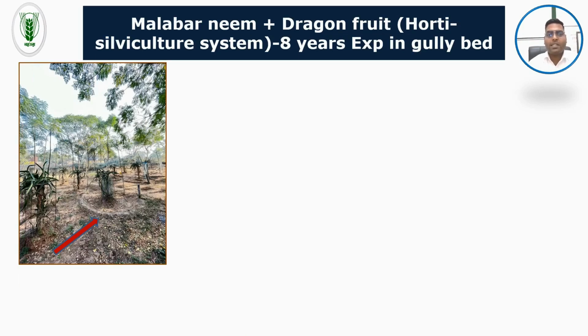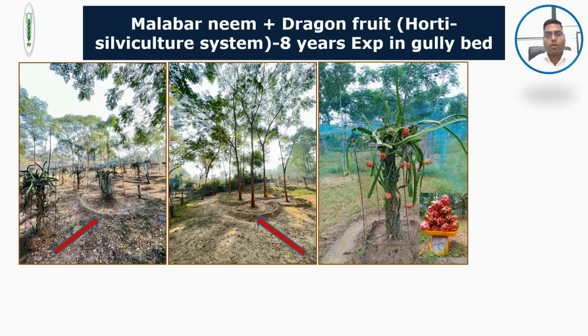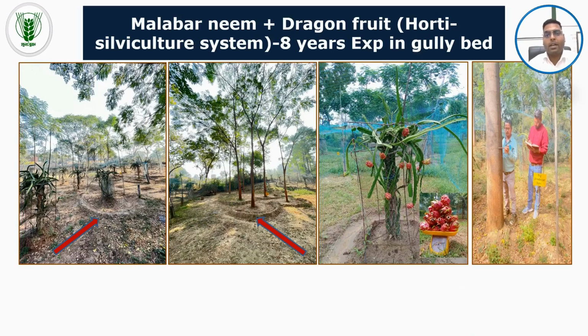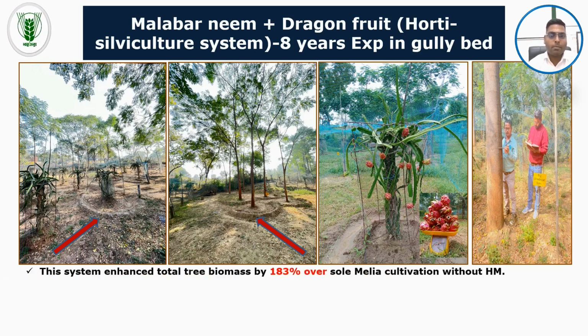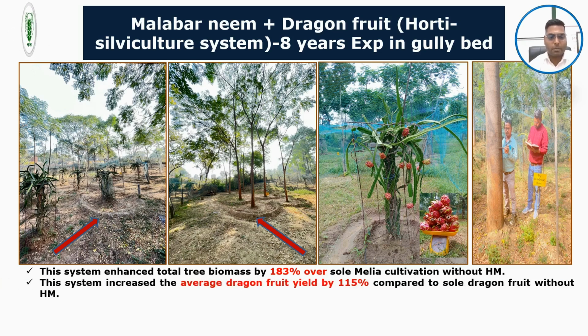A hortisilviculture system was developed for the productive utilization of the Mahi ravines. This system included Malabar neem plus dragon fruit plus in situ soil moisture conservation measure, that is half moon structure. After 8 years of this experiment, results revealed that the system enhanced the total tree biomass by 183% over sole Melia plantation without half moon basin.